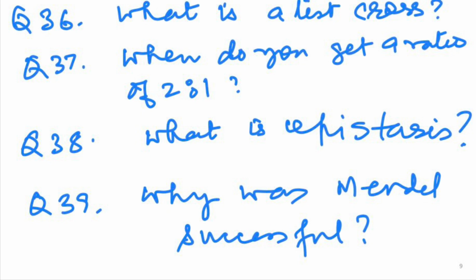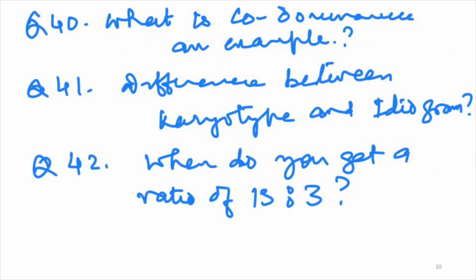Then another very simple question which might come in between is, why was Mendel successful? You know the reasons from your very early classes. It is a very simple question, but sometimes it doesn't strike, so you have to be prepared that it might also be asked. Then, what is codominance? Both the alleles are dominant. An example for this is the blood group. You can write that if A and B alleles are both present, they are codominant. Both are equally important in their expression.